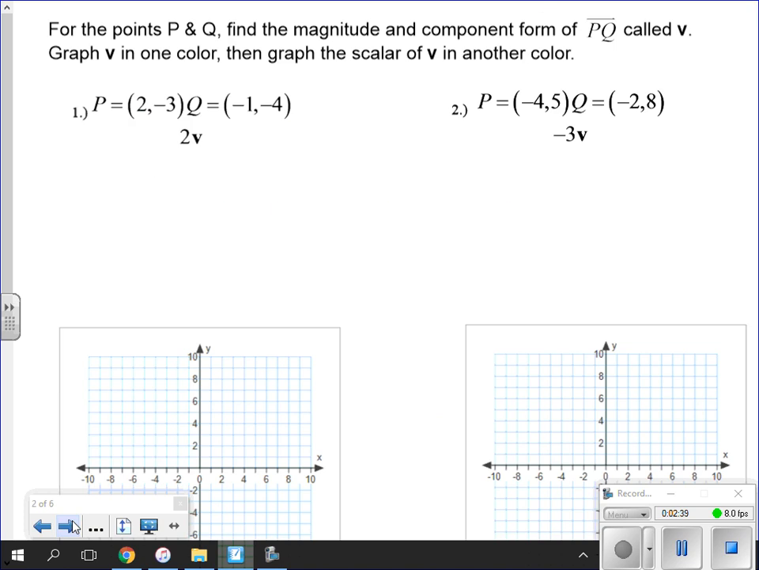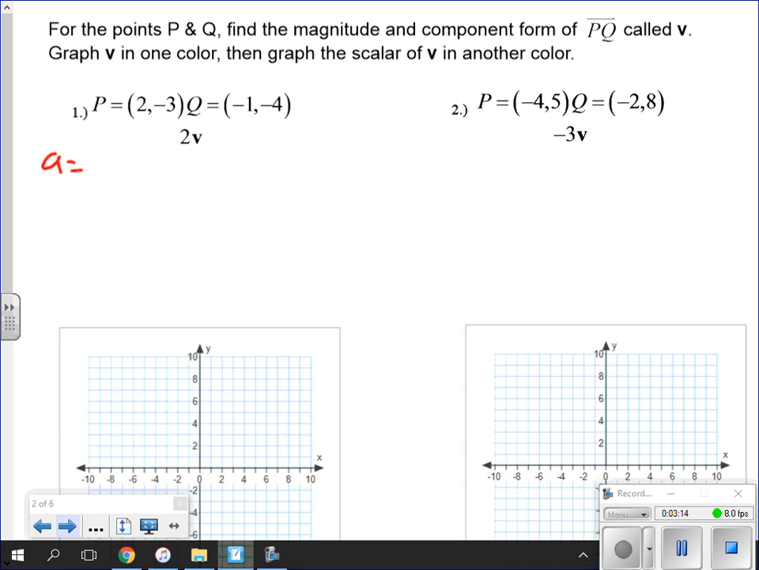For the points P and Q, find the magnitude and component form of PQ, called v. Graph v in one color, then graph the scalar multiple of v in another color. So we have the vector, we have the points P and Q, and what we want to do is write that in standard vector form. So I want to come up with v. We need to find the components of v. The components are a and b.